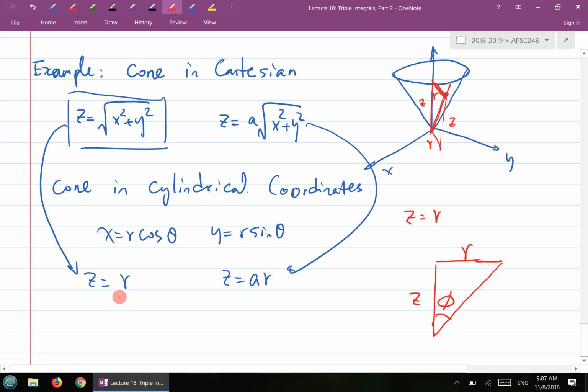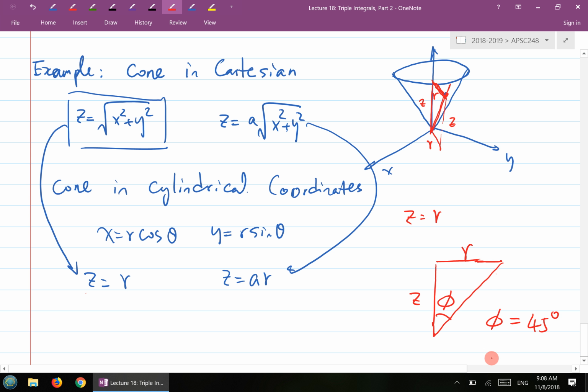Let's consider this case. If Z equal to R, what's phi here? If Z equal to R, 45 degrees. So technically, if I see Z equal to R, you say, okay, that's a cone. Alternatively, I can also tell you phi equal to 45 degrees. That's also a cone, right? As a matter of fact, this is one of the spherical coordinates, essentially.